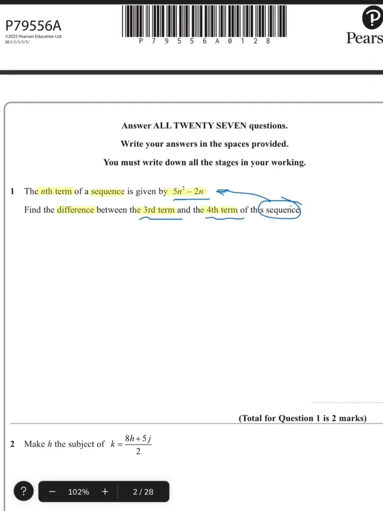So first step is to substitute n equals 3. If we do that, we can just replace it in the formula. 5 times 3 squared minus 2 times 3, which, if we put it in the calculator, will give us 39. Okay, then if we substitute n equals 4 as given in the question, let's do the same process.